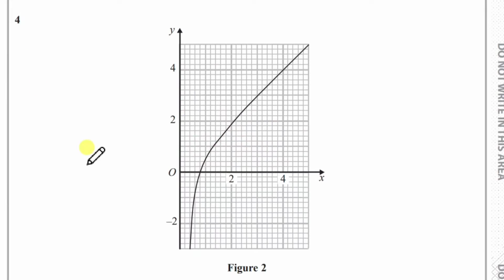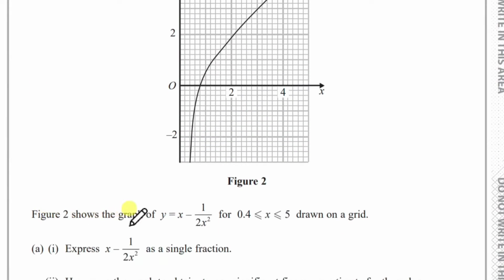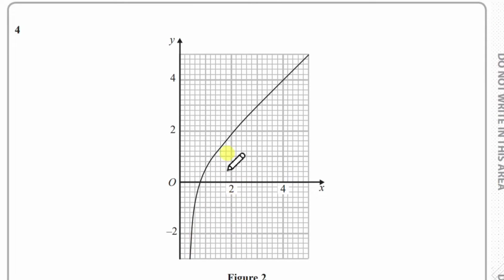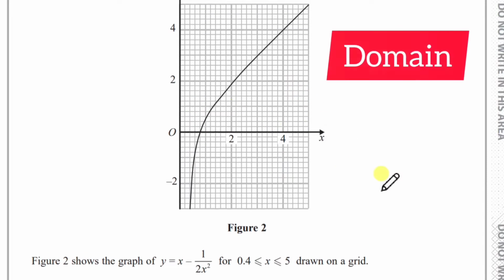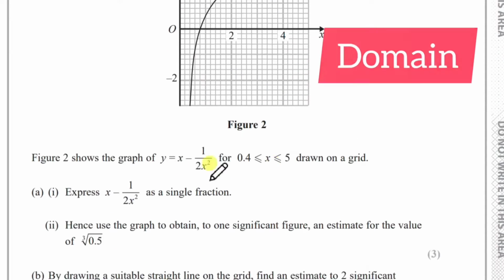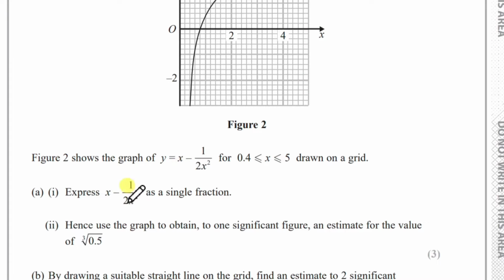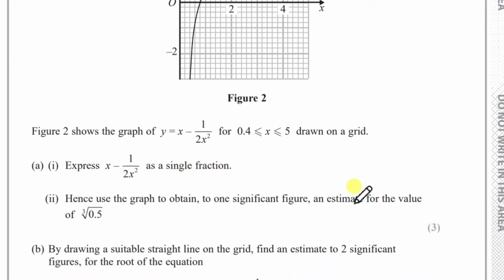Now, for number 4, it tells us that we've got a figure 2 and it shows the graph of y equals x minus 1 over 2x squared. That's how the curve looks for values between 0.4 all the way up to 5. That's just the domain of the graph. Now, the question wants us to express this part of the equation as a single fraction. So let's go ahead and do that.